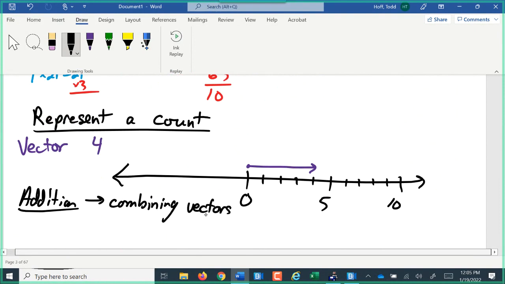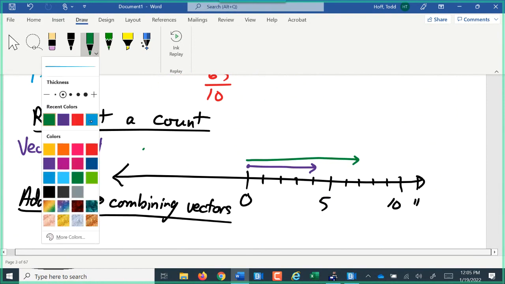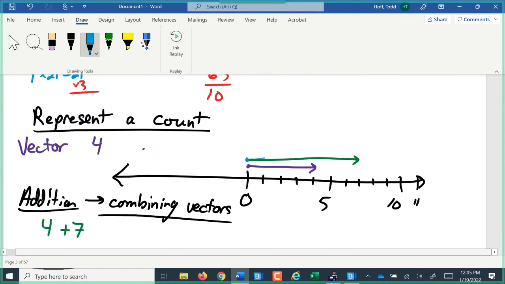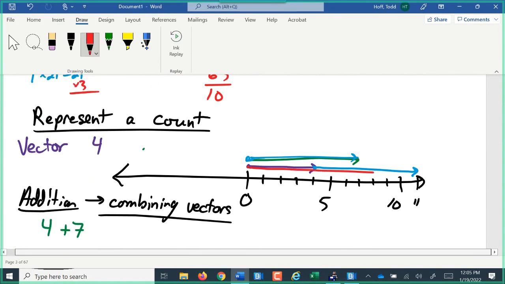What do I mean by that? Well, let's do 4 plus 7. I have the vector for 4 there. The vector for 7 would look like this. If I am adding those numbers, I would take this vector for 7 and put it on the end of the vector for 4 and combine them into one long vector. We see now that this combined vector is 11 units long. 4 plus 7 is 11.